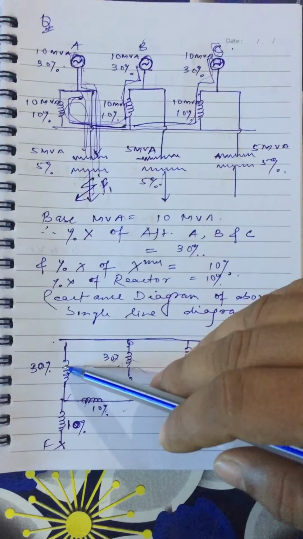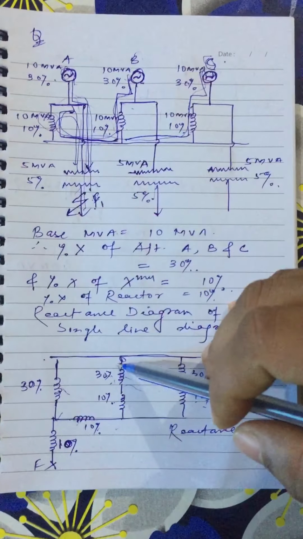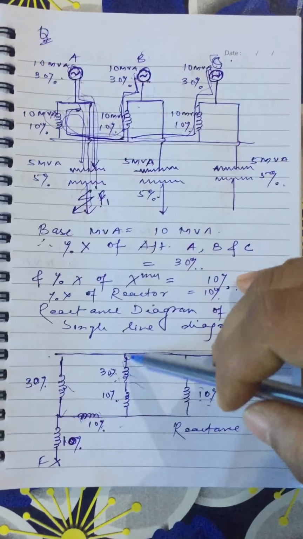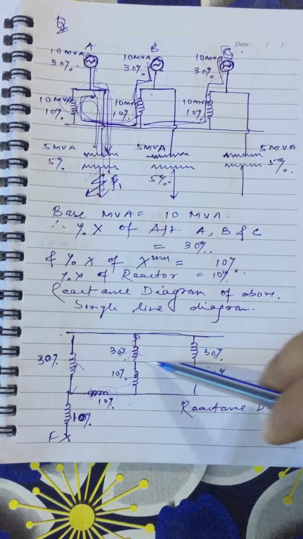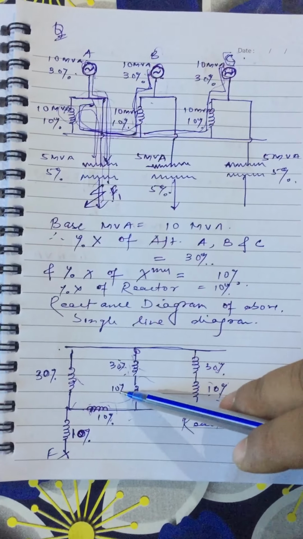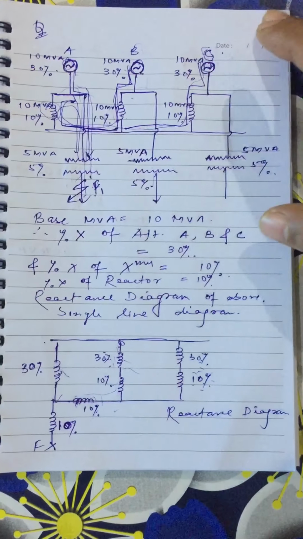It means the reactor and the alternator will be in series. So this 30% and 10%, same for alternator C, it is 30% and 10%. Again this reactor will come into the picture. It will be here as 10% because the current from both B and C will pass through this reactor. By simplifying, this 30% and 10% become 40%, and this is also 40%, and these are in parallel with each other. So it will become 20%, and this 20% will be in series with this 10%.